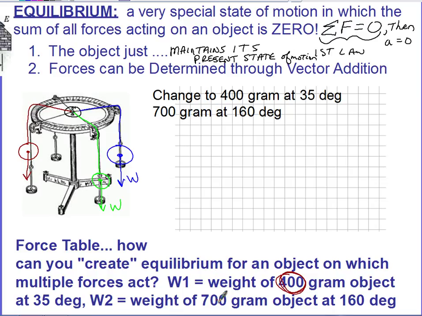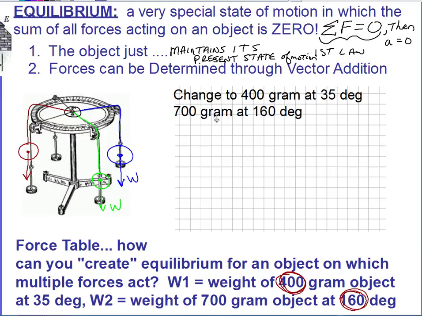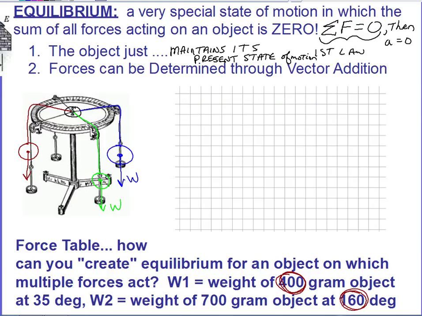And you had the weight of 700 grams at some other angle, like 110 or something. I want you to change that to 160. So make sure you make that change so that your numbers are the same as this video is using. Now we're going to do this as a graphical drawing.